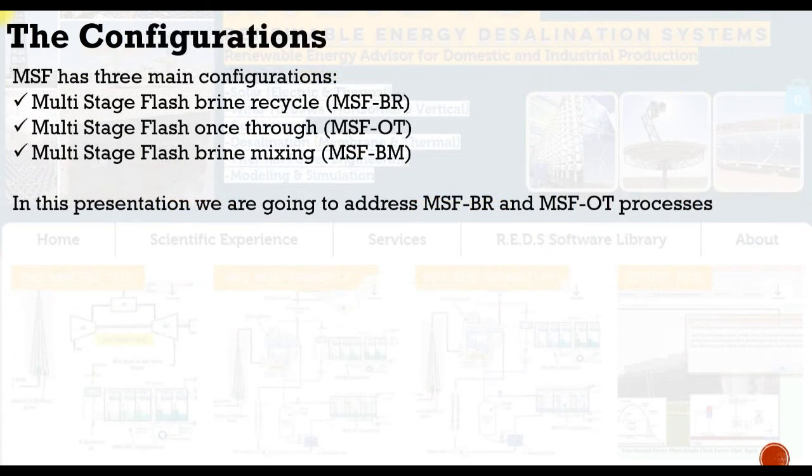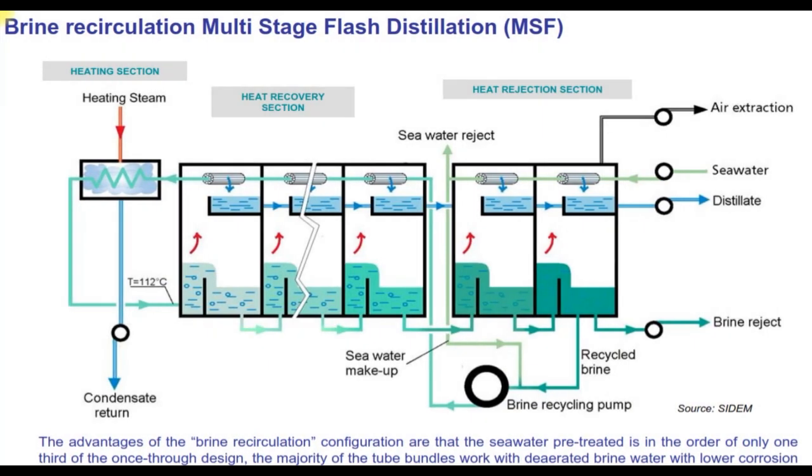We have different configurations. Scientifically and in industry, we have the brine recycle configuration, once-through configuration, and brine mixing. But actually, brine recycle is currently widely used in this industry. For brine recycle, as you can see, we have a heat rejection section, a heat recovery section, and a heating section represented by a brine heater unit.